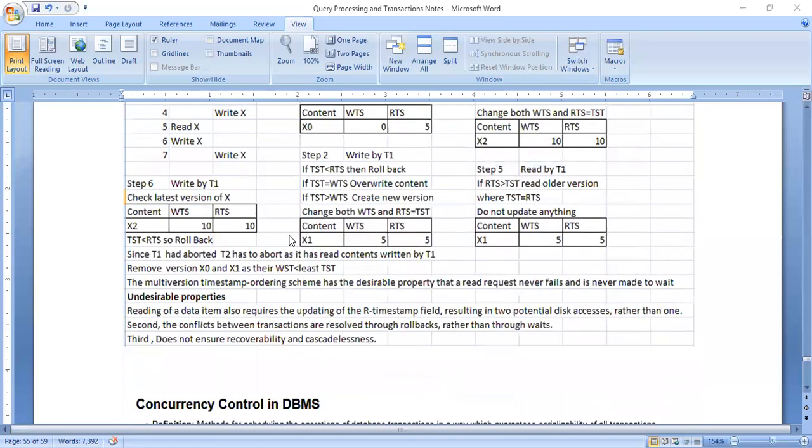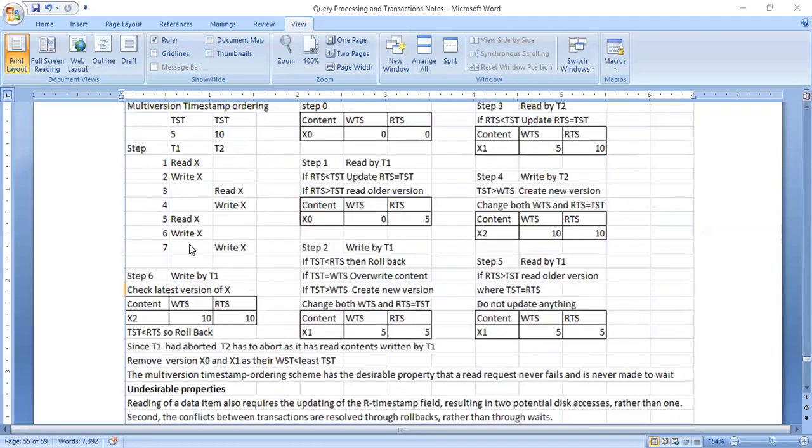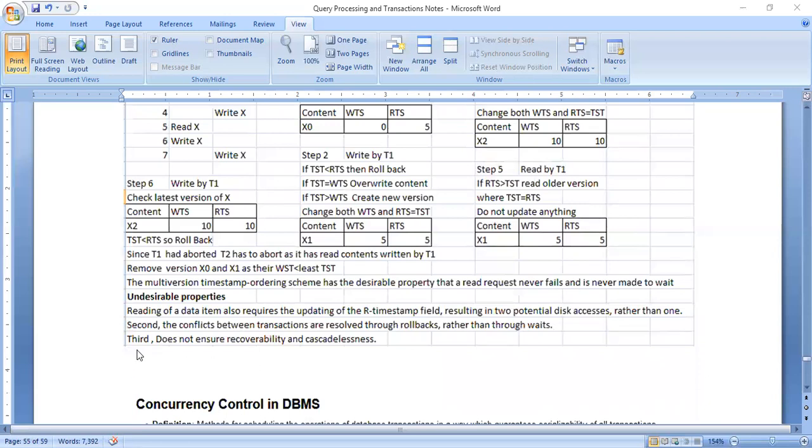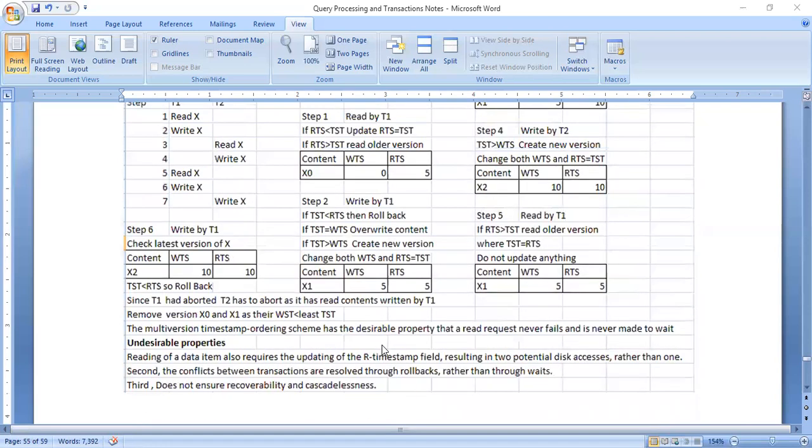Second, if the first transaction rolls back, all other dependent transactions roll back. So the conflicts between transactions are resolved through rollbacks rather than through waits. We are not allowing transaction T1 to wait, but instead we are rolling it back. So if it rolls back, then T2 also rolls back, and this is called cascading rollback. Third, it does not ensure recoverability and cascadelessness. So these are 3 shortcomings of this particular protocol.